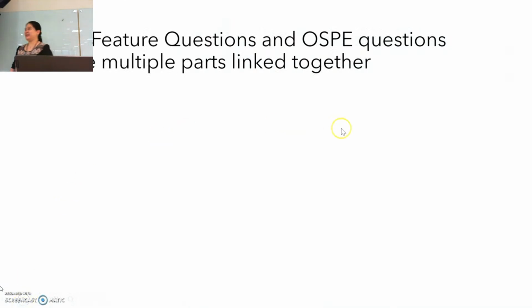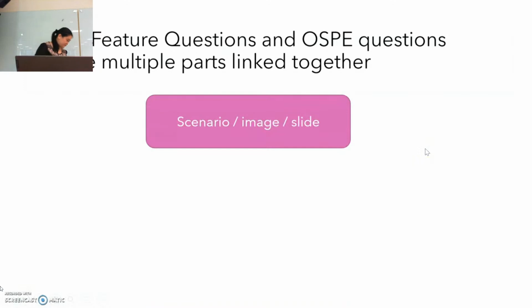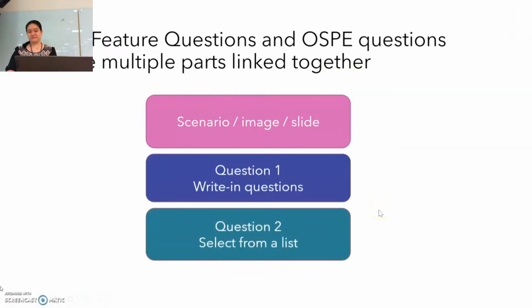Now, do you remember that we mentioned during the previous workshop that key feature questions and output questions have multiple parts linked together, which include the scenario, followed by several sub-questions. And these sub-questions can be in the form of writing questions, or multiple choice questions with multiple correct answers, or what we call select questions.